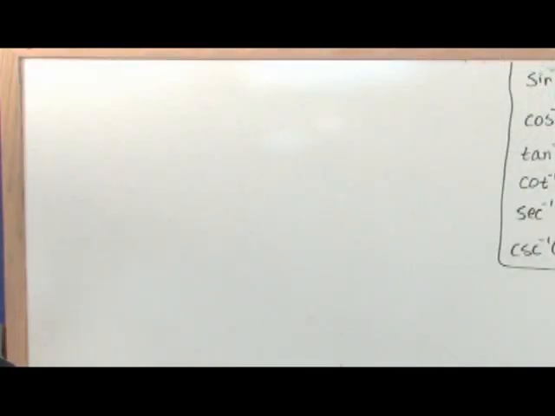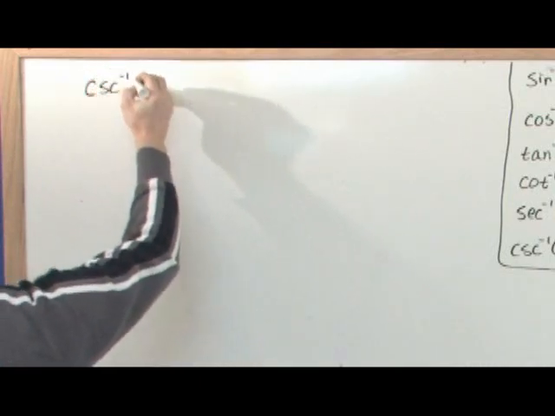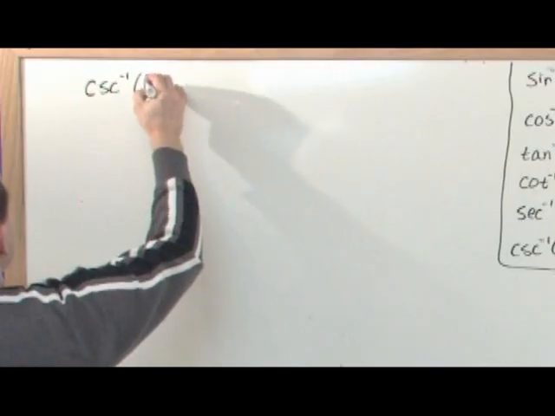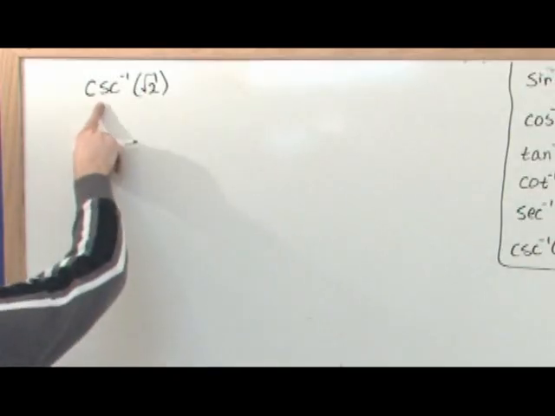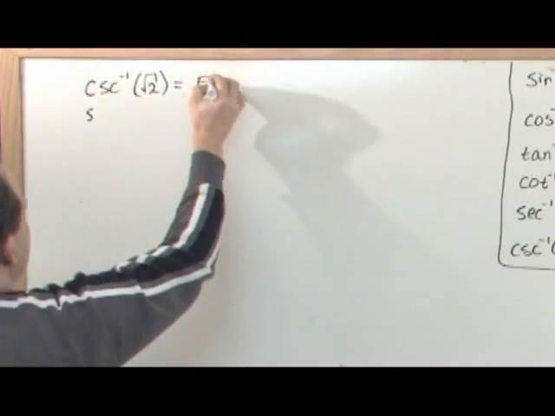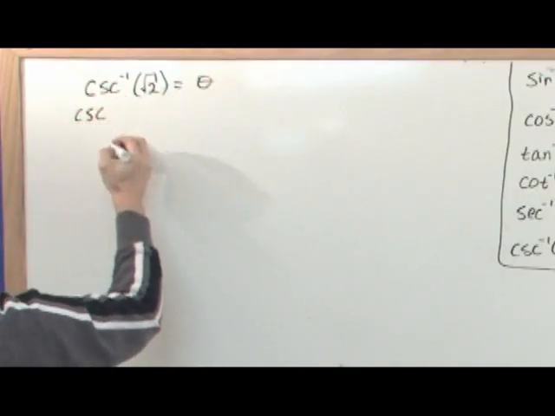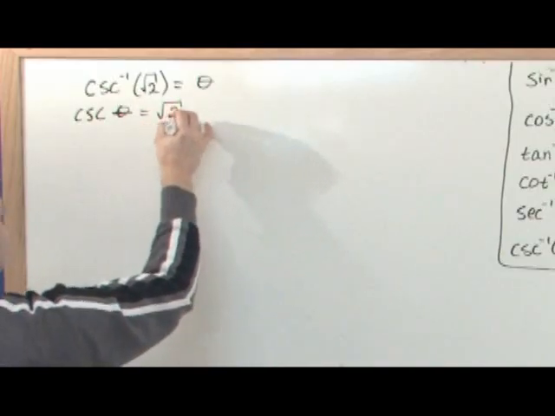Okay, the next problem is going to be find the inverse cosecant of square root of 2. That's what the problem would say. Find the inverse cosecant of square root of 2. First thing you need to do is rewrite it. That's what I do, and that means that this is going to return an angle. The cosecant of some angle is going to equal square root of 2, and it's up to us to find what that angle is.